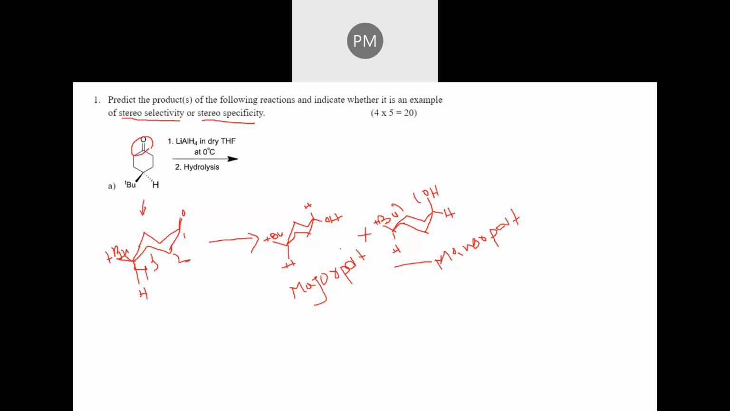So why is this major and minor product formed? Because the tert-butyl group is in the fourth position and there will be an OH group in one position. So maybe the interaction between tert-butyl and OH is not enough to stabilize this molecule this way. So this will be stabilized like this way. So this will be our major product.